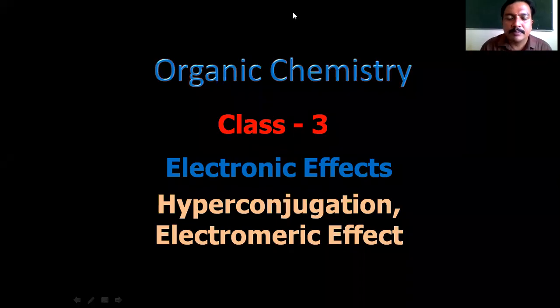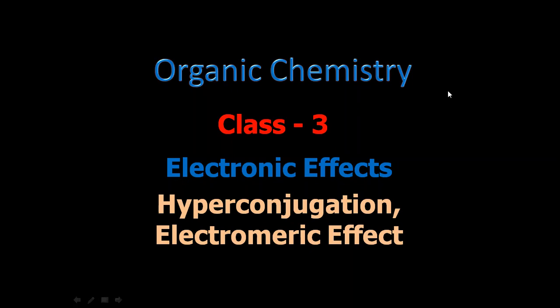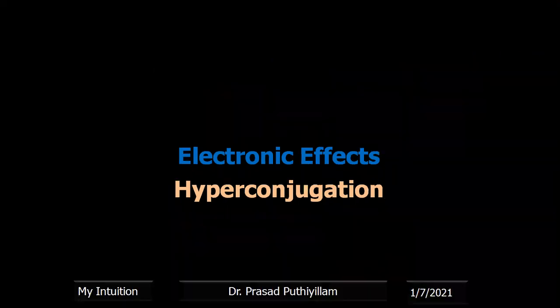Continuing my classes on the basics of organic chemistry: electromeric effect. In the previous class, I explained the inductive effect as well as resonance or mesomeric effect. This particular class covers hyperconjugation as well as the electromeric effect.